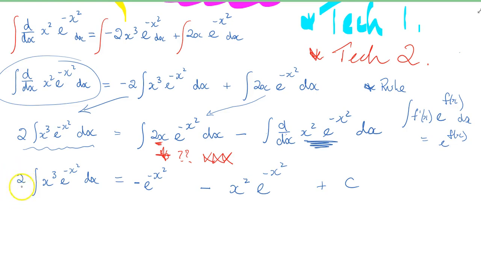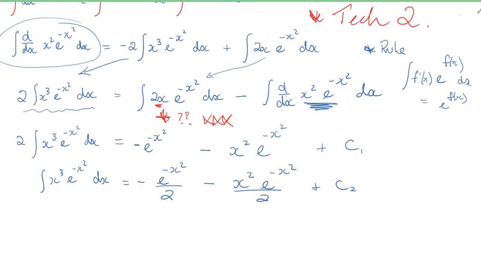Okay, we are now at the stage where we can deal with the 2. So what I've done is divide everything in the equation by 2. We do that to equations. We've been doing that for a long time. So this term divided by 2, this term divided by 2, and that constant divided by 2 just becomes another constant, just giving it another name.